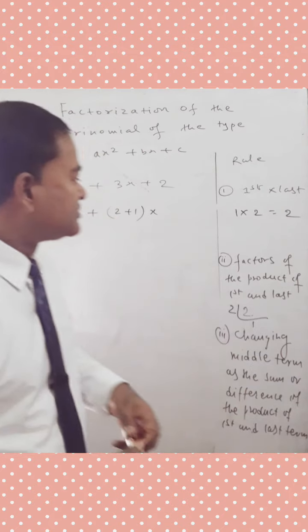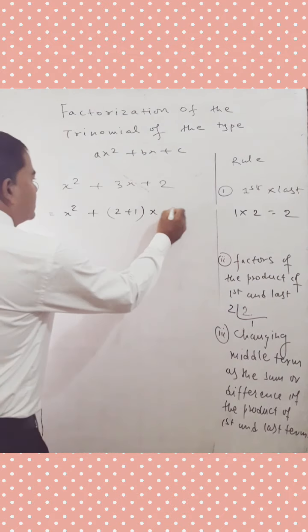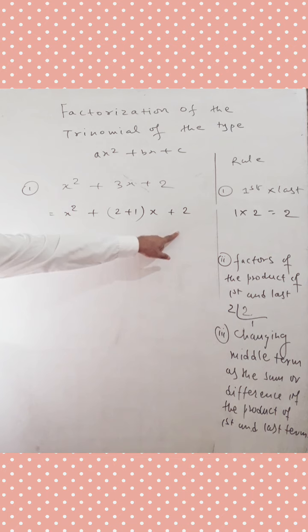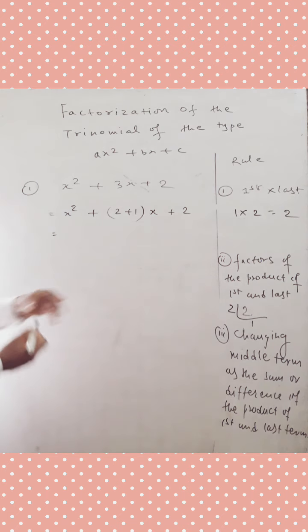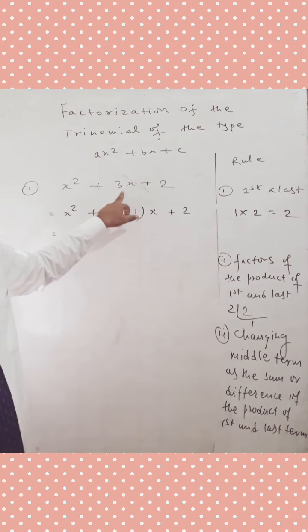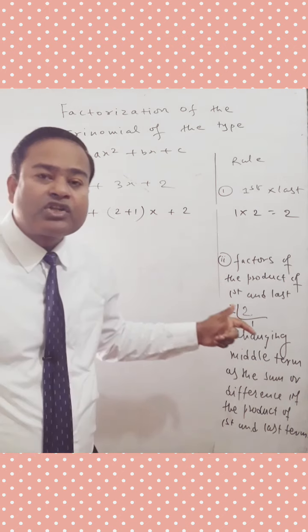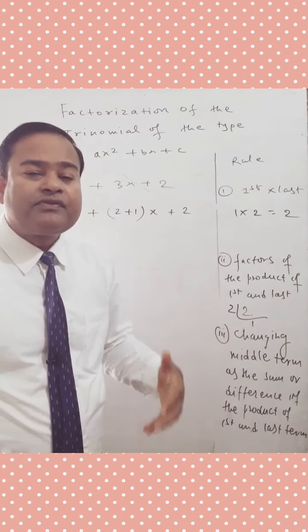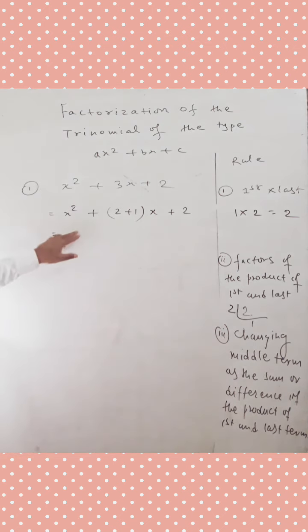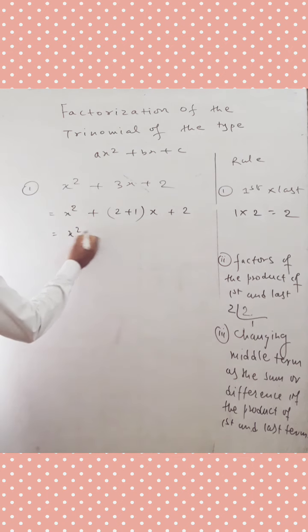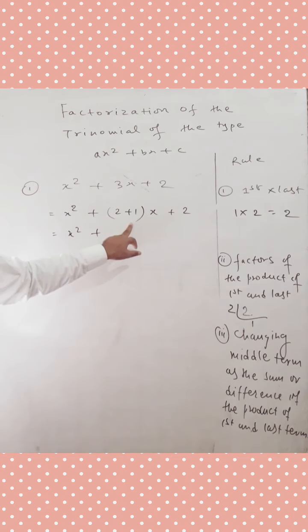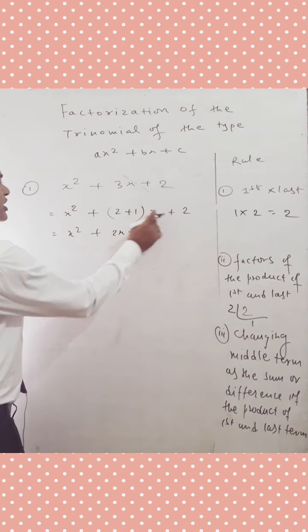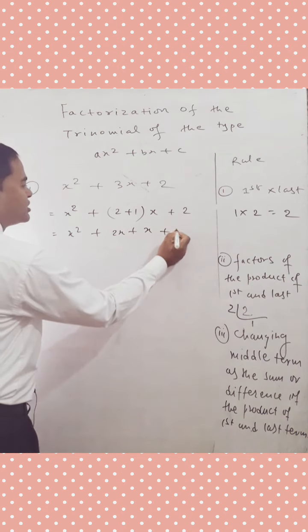So dear students, now the third term we keep as it is. We have to keep in mind that the middle term we have to express by taking the sum or difference of the factors of the product of first and last term. Now in the second step, we'll do just simplification. 2 into x, 2x, 2x plus 1 into x, 1x, and plus 2 as it is.